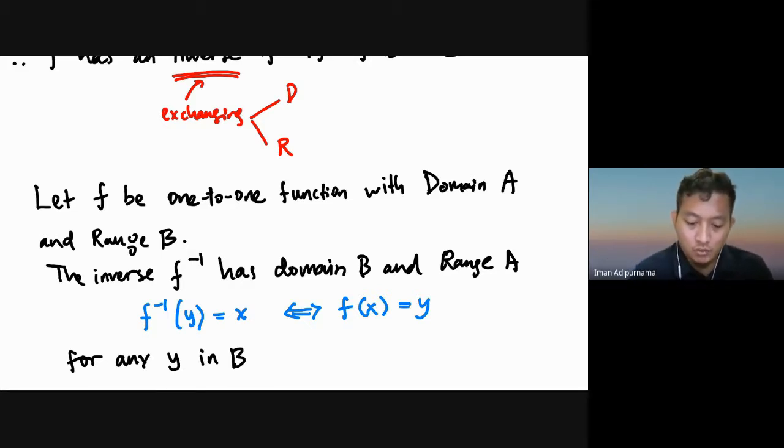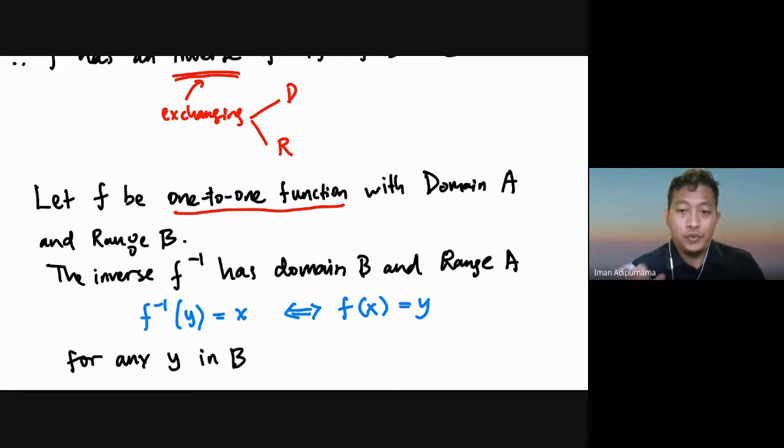Because we already set up the definitions to be one-to-one functions, and we already checked the horizontal line, right? So we call this one-to-one, so it has an inverse. So if you want to check whether the function has an inverse or not, check whether the function is one-to-one or not. Okay, just that.